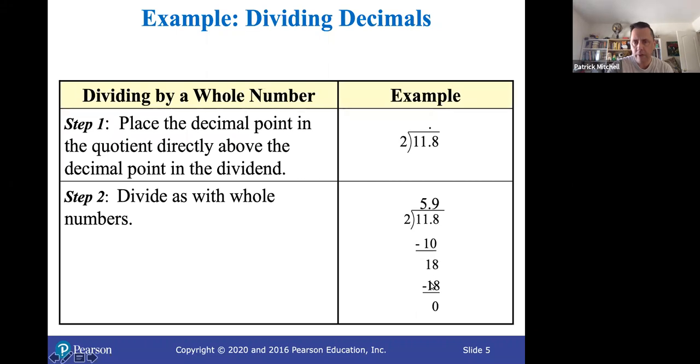2 goes into 18 9 times, and then 9 times 2 is 18. And so that 0 tells me that I'm finished. There are no more numbers up here to bring down. The quotient is 5 9/10.